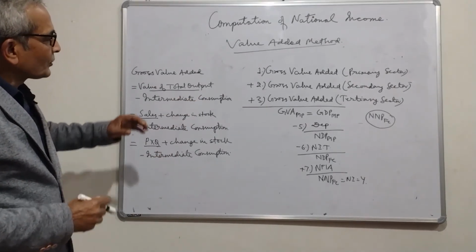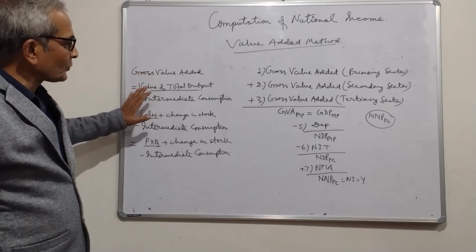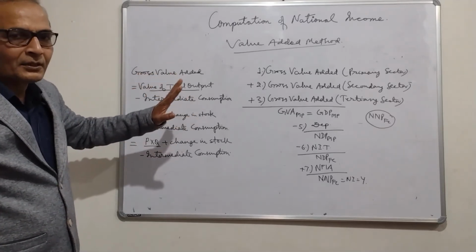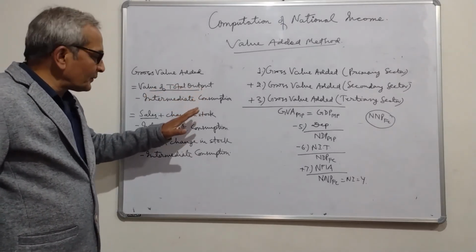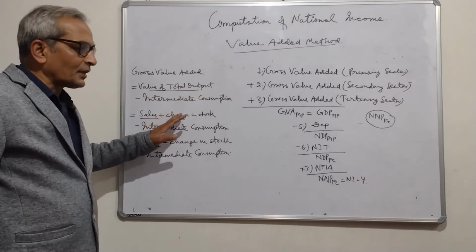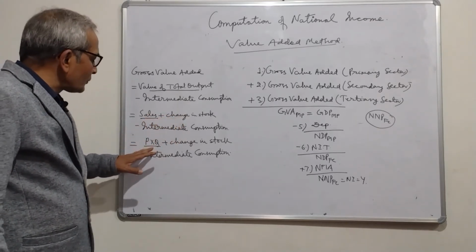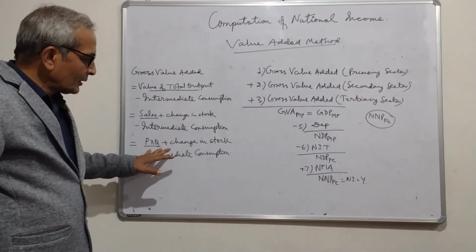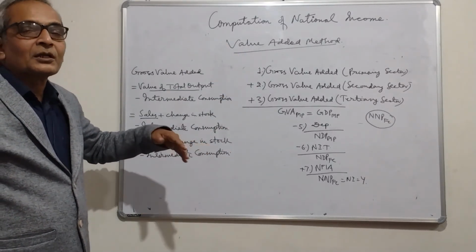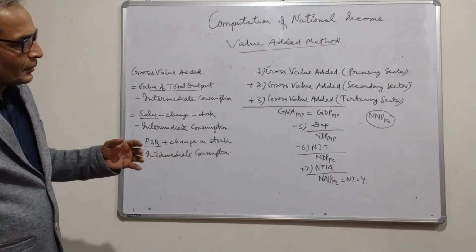So, to find gross value added, we have to look for these two: value of total output and intermediate consumption. If value of total output is not given, we will look for sales and change in stock. If sales is not given, we will look for price into quantity of a particular sector. And if change in stock is not given, we will look for closing stock and opening stock.